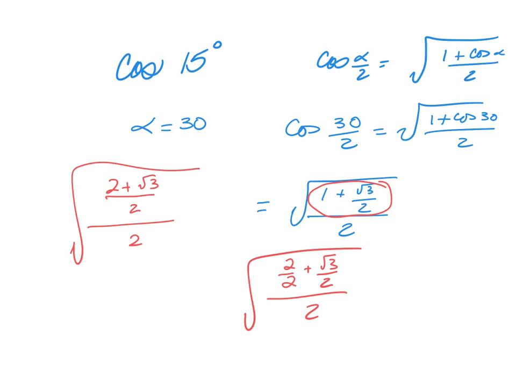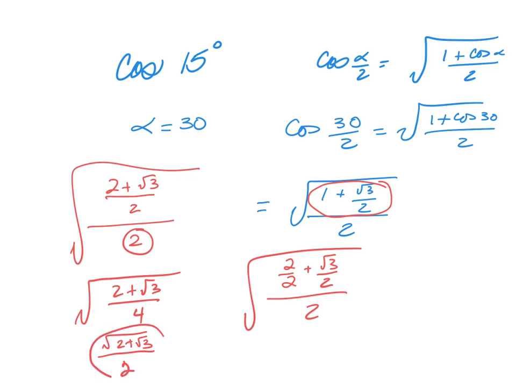Now dividing by 2, this guy here is the same as multiplying by 1/2. So that turns into 2 plus root 3 over 4. Well, that's going to be the radical of 2 plus root 3 over radical 4, which is 2. So that is your final answer. Everybody understand what I did? So 2 plus root 3 divided by 2 is like multiplying this by 1/2. So that turns into a 4, because 2 times 2 is 4.